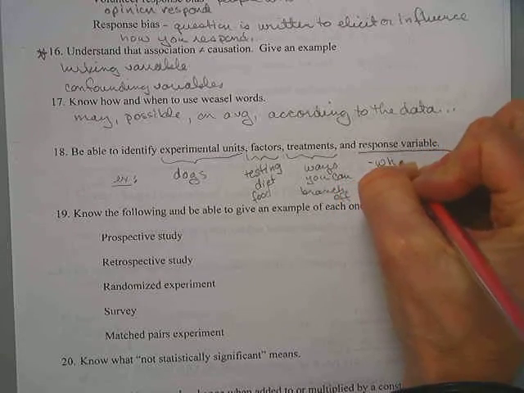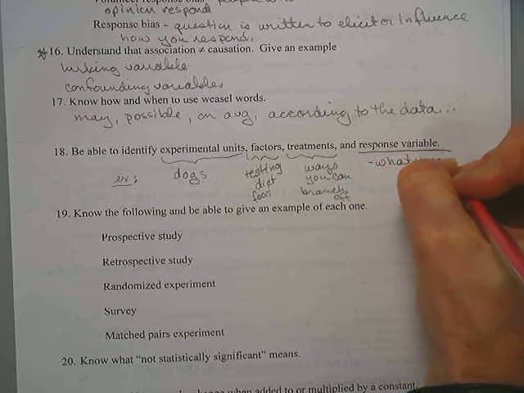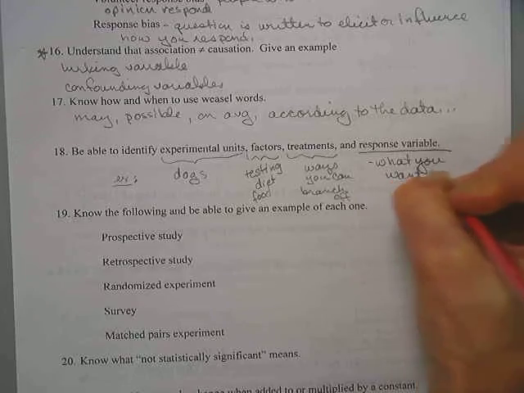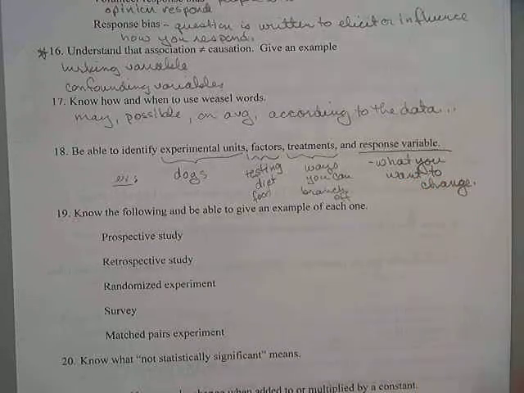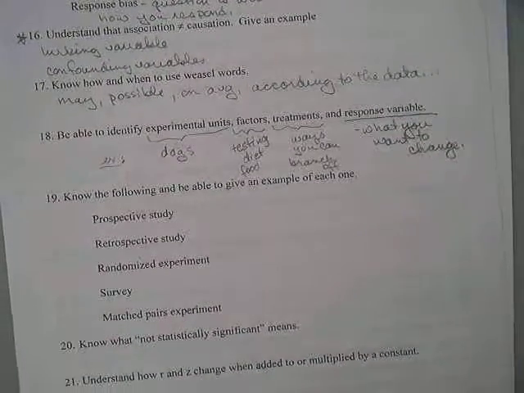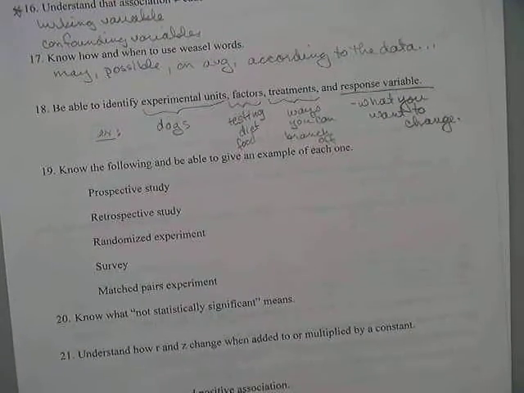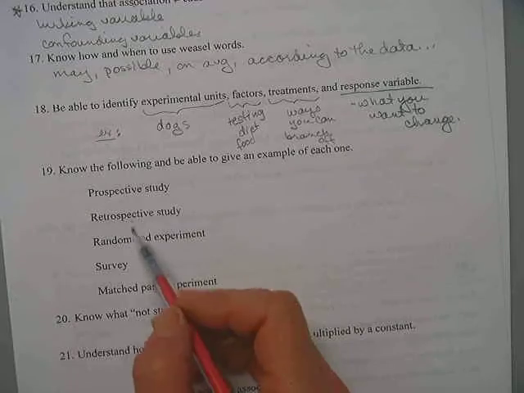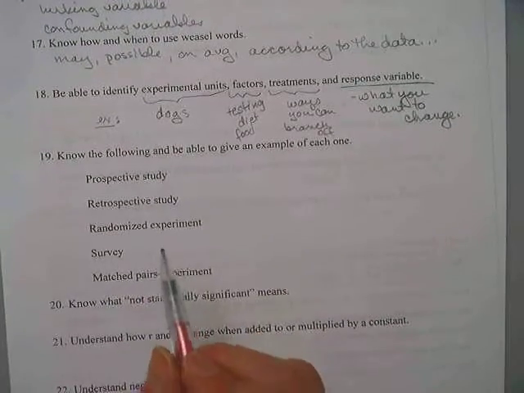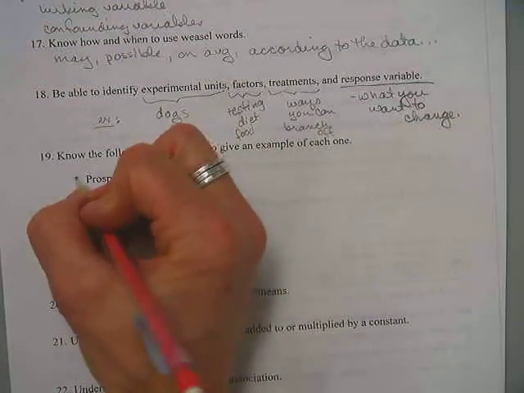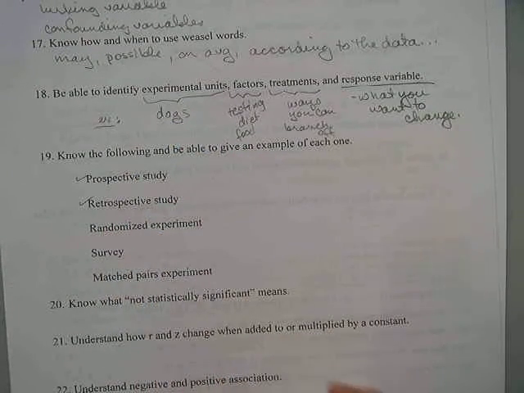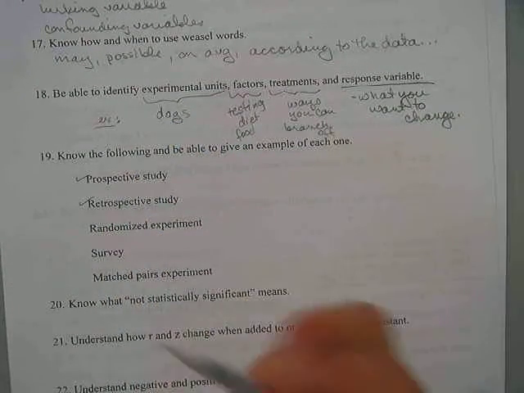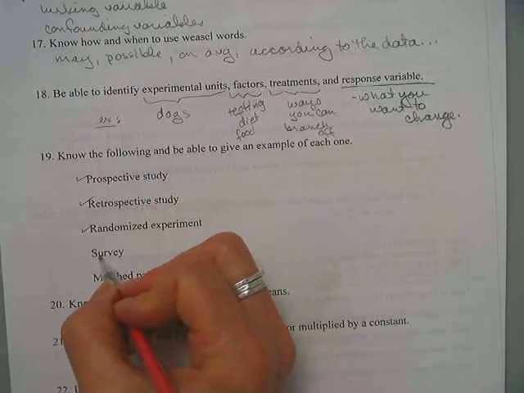We're going to have to make one. No, you would probably just have to identify. They'll read it to you, and then you just need to identify what is the experimental unit, what are the factors, and what are the treatments. And the response variable, guys, that is ultimately when you're reading the problem, it's what you want to change.